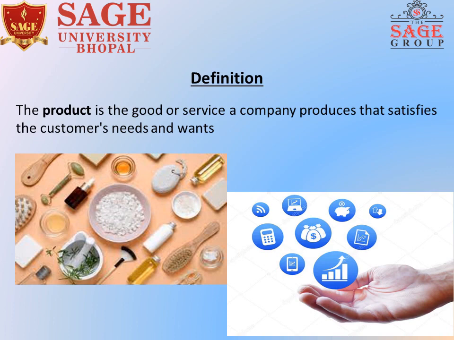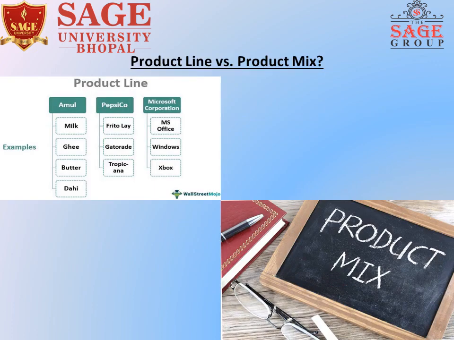First, the question is, what do you understand by product? A product is anything which satisfies our need. Then, we have to know about product line versus product mix. What is product line? A product line is a group of related products all marketed under a single brand name that is sold by the same company. For example, Tata. It has electronic items, it has an automobile sector, it has FMCG products. So these are all examples of product line.